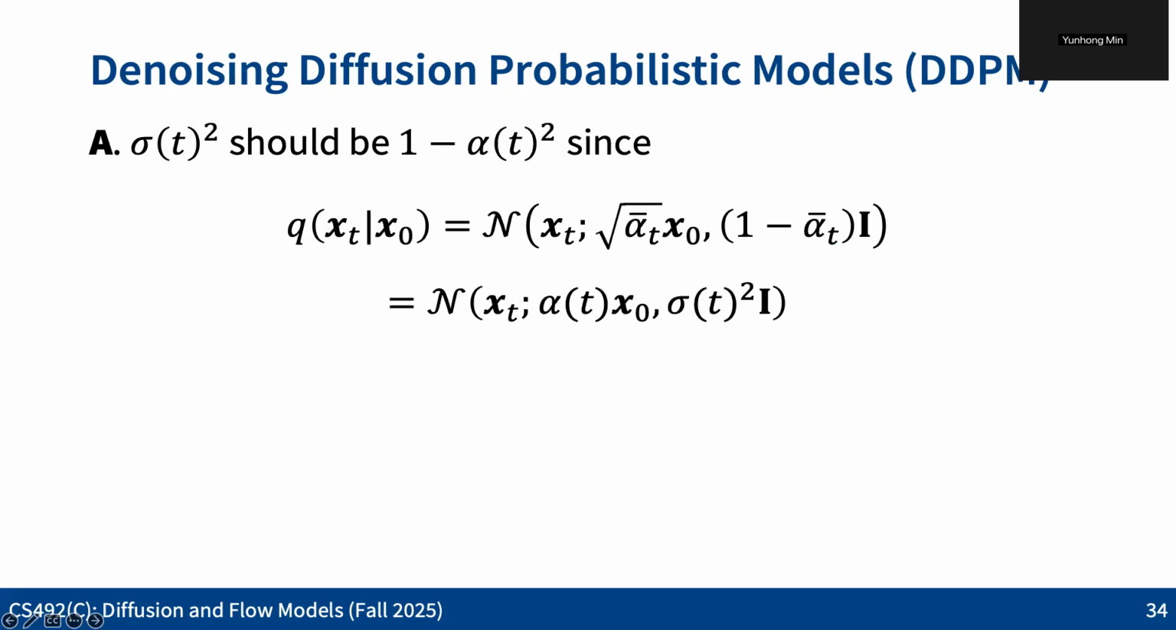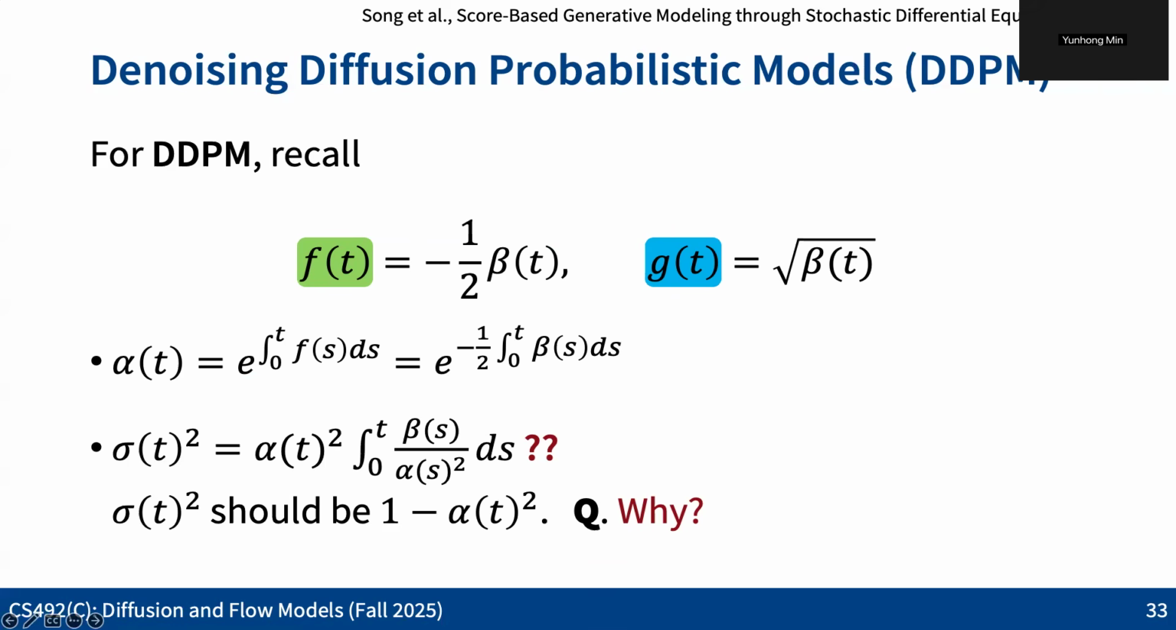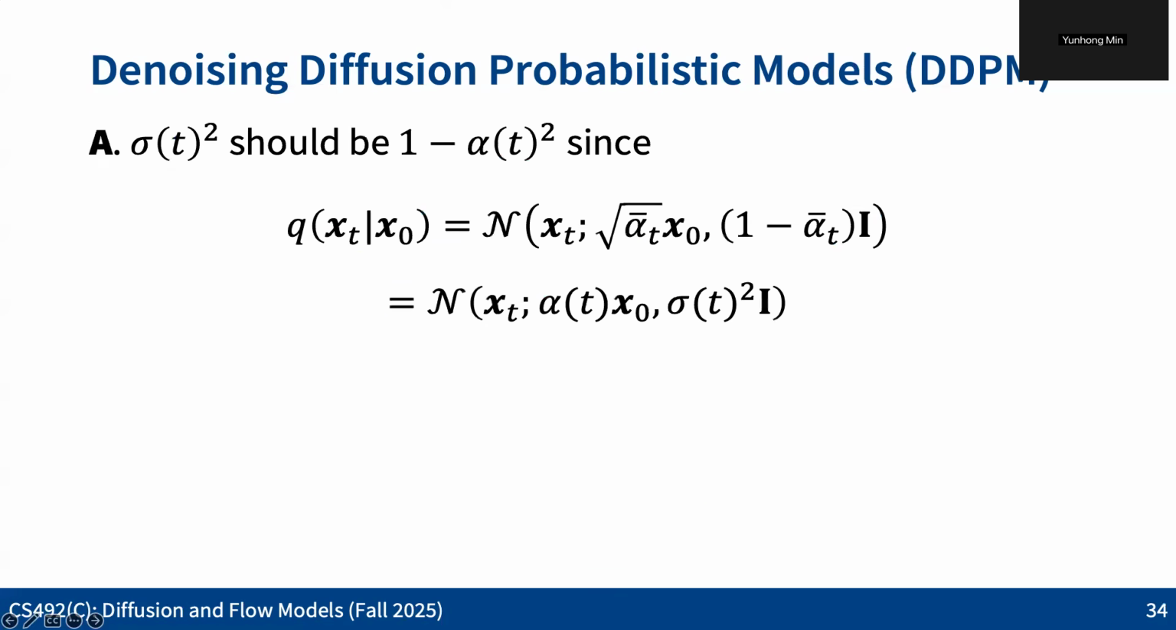Because this is what we have seen for the jump distribution of the DDPM, right? This corresponds to the alpha_t function, and this corresponds to the sigma squared. So from the relationship between these two terms, we can see that this should be the same as 1 minus alpha_t squared, right? Make sense? This is what we have seen in the previous slide. And from this, you can say this should be the same as 1 minus alpha_t squared. So this is the only thing we need to check.